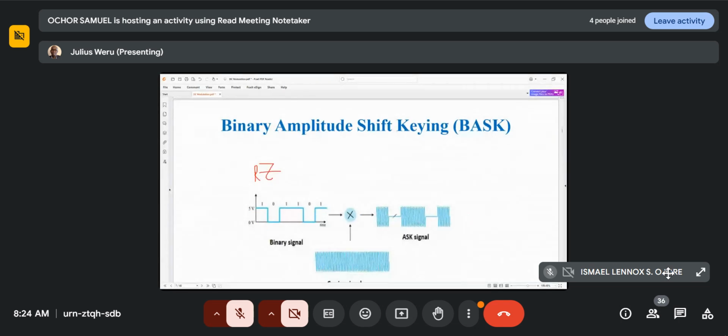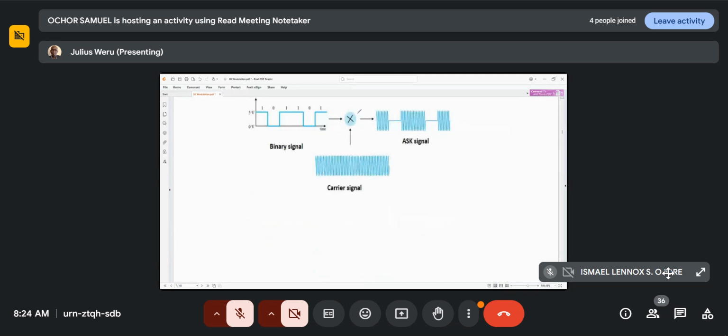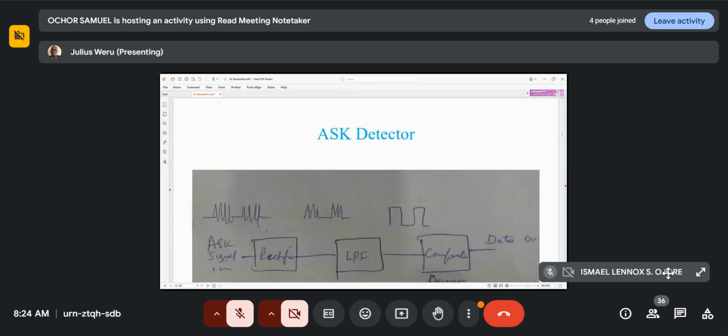So that is the output ASK signal. For ASK, we use RZ because you're going to find that for the phase, we are going to use NRZ. It will actually be almost the same arrangement. So for the detection, it's very simple. This is an ASK detector.